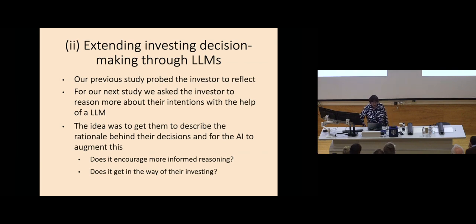For the next study, we asked the investor to reason more about their intentions with the help of a large language model. And the idea here was to get them to describe the rationale behind their decisions and for the AI to augment this. In our previous one, the AI didn't augment this, it just asked questions. And we were asking, does it encourage more informed and systematic reasoning, or does it get in the way of their investing, like we found with the other one?